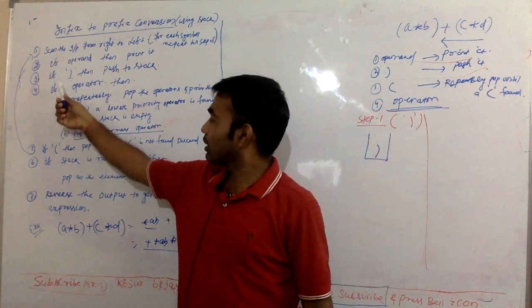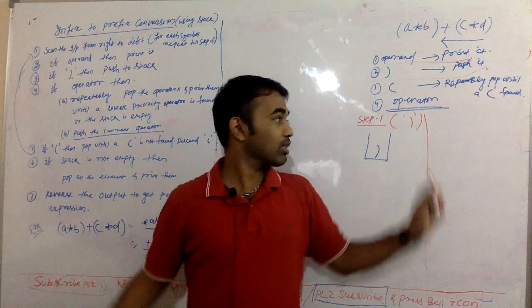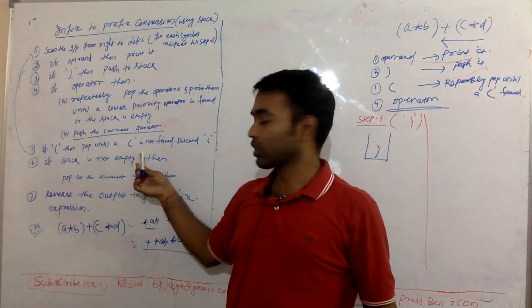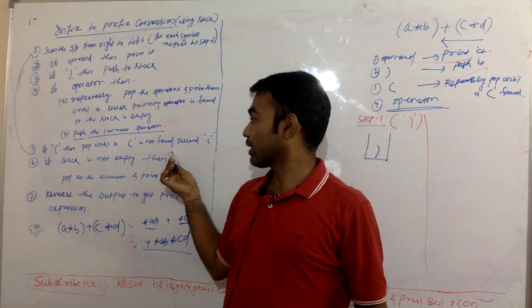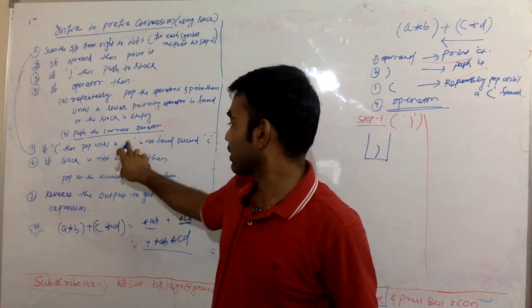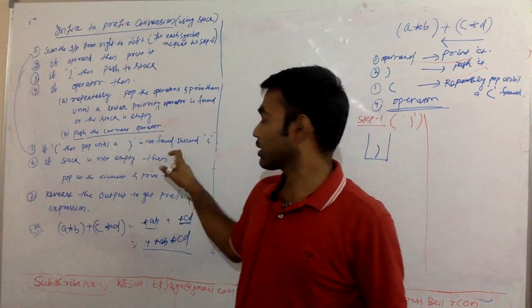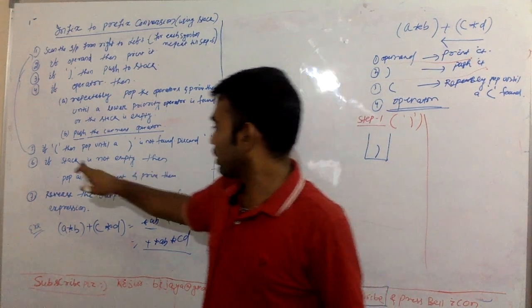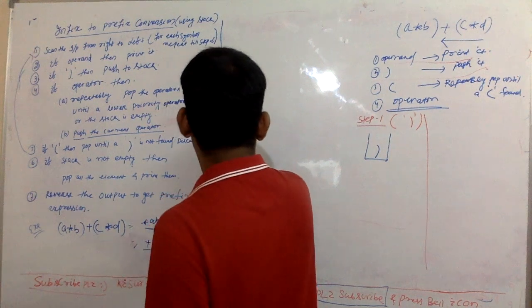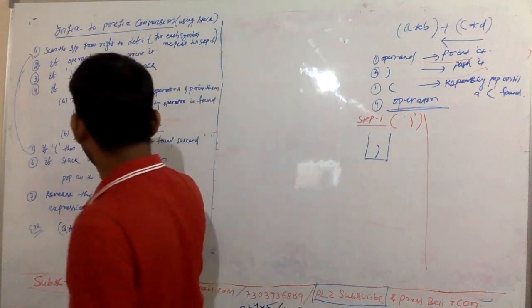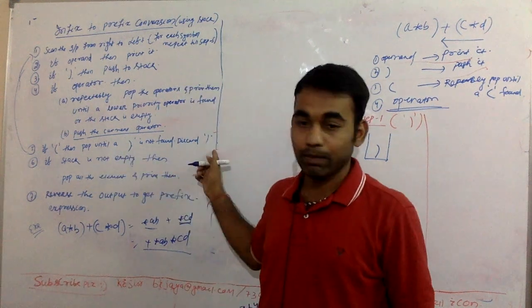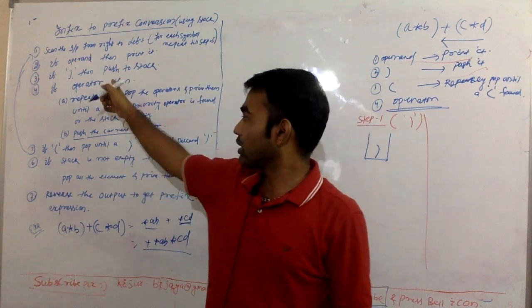If a left parenthesis, let's discuss this particular step, then we will go to the next step. If a left parenthesis is coming, pop until a right parenthesis, sorry, this should be right parenthesis actually, is found, and discard the right parenthesis. Okay, so you will get a left parenthesis. So yeah, discard the right parenthesis. That's what we need to do.